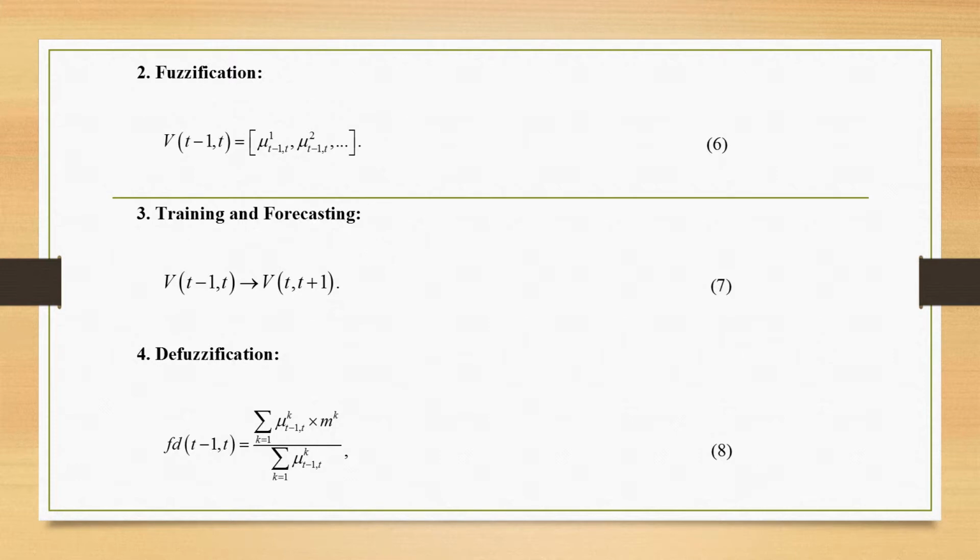Second, fuzzification. Next, the apostrophe t-1t can be fuzzified into a set of degrees of membership vt-1t. vt-1t is shown in equation 6. Here, mu is the membership function which is defined before. Third, training and forecasting. To improve forecasting results, this method uses all the degrees of membership to establish fuzzy relationships.